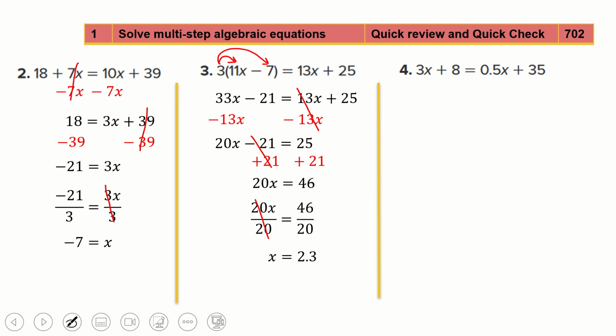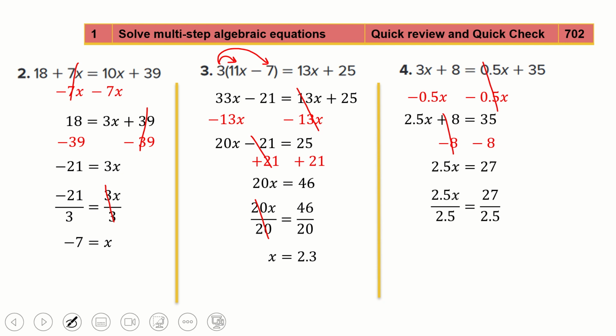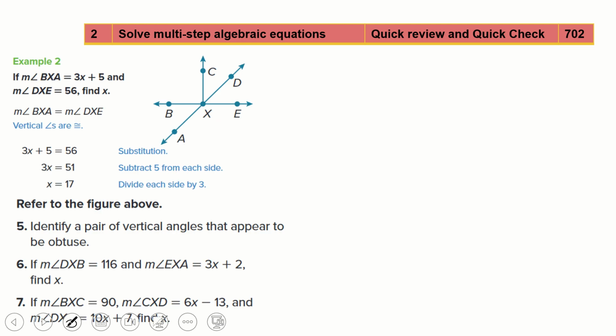And the other one is you have to subtract 0.5x from both sides. So 2.5x plus 8 equals 35. Subtract 8 from both sides. 2.5x equals 27. Divide both sides by 2.5. X will be 10.8.